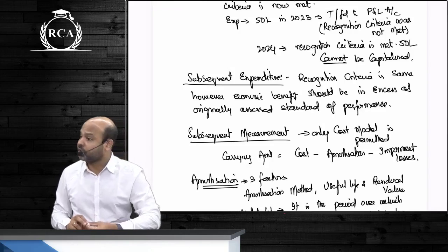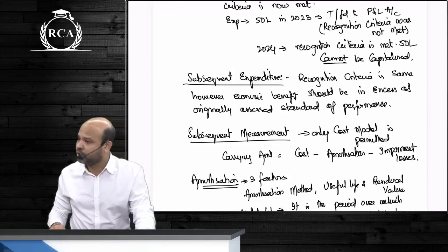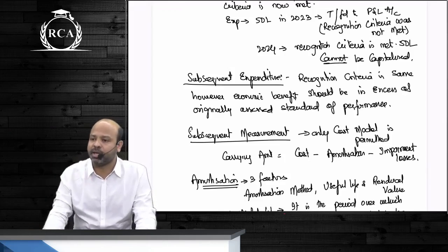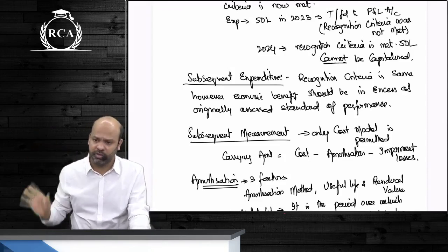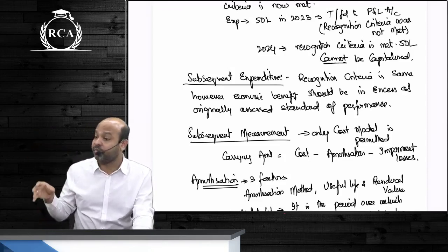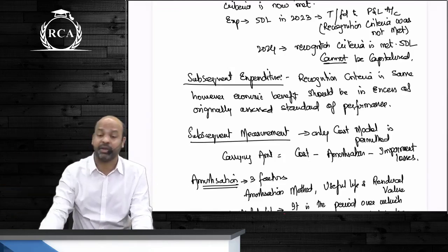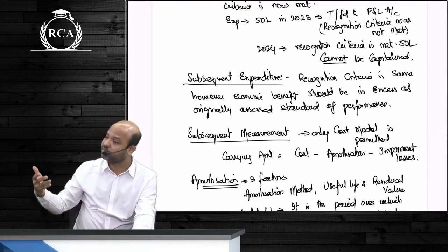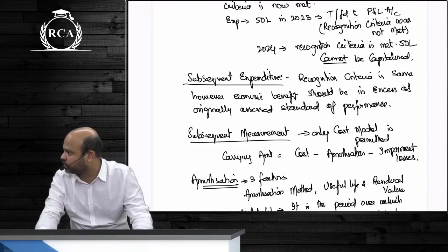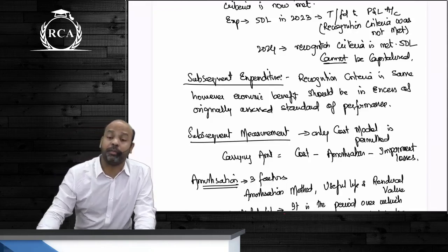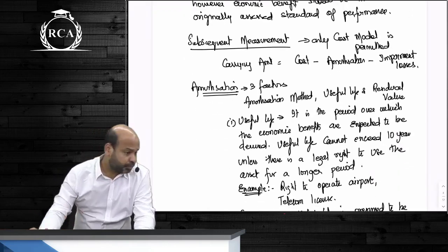When you say recognition criteria, beta, it is probable that there will be future economic benefits and cost can be measured. The future economic benefit part, beta, should be in excess of the originally assessed standard of performance. Only if you are getting a benefit more than the existing benefit, you will be able to capitalize. I gave examples, beta, of how operating systems' new versions are rolled out. Are they not incurring subsequent expenditures on that? All of that will be capitalized. Is that clear guys? Next.